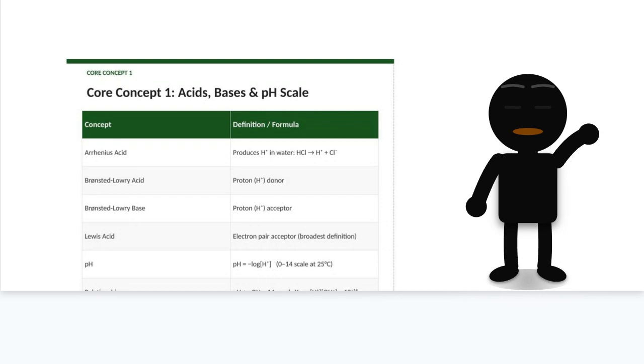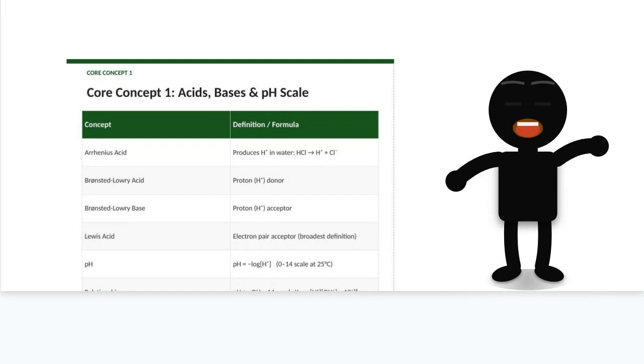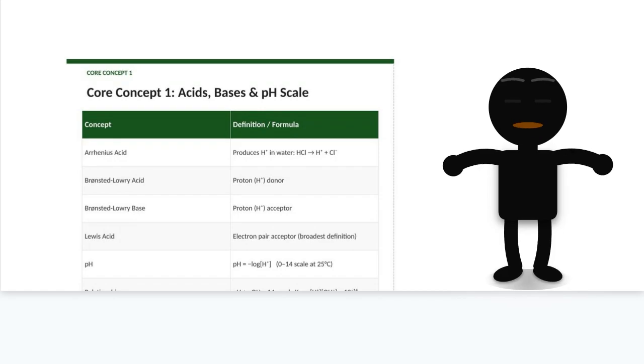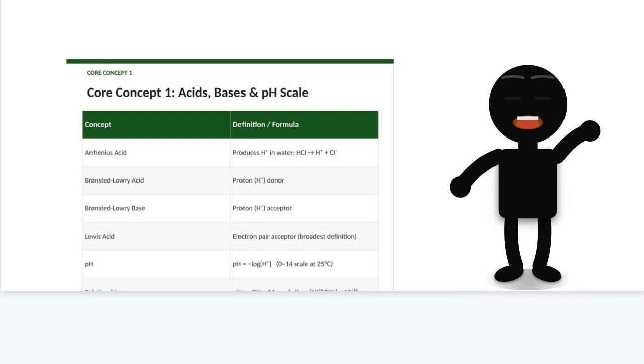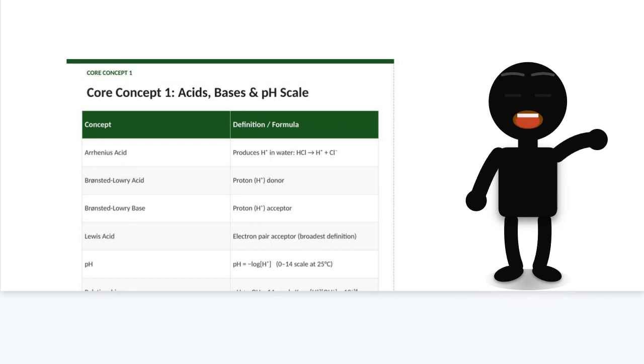The pH scale runs from 0 to 14 at 25 degrees Celsius. pH less than 7 is acidic, pH 7 is neutral, pH greater than 7 is basic. The ionic product of water, Kw, equals 10 to the power of negative 14 at 25 degrees. This links pH and pOH, they always add up to 14.